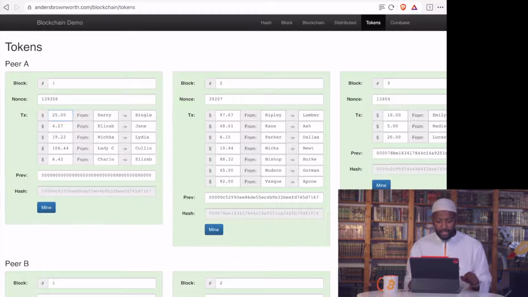Elizabeth gives Jane $4.2627, and so on and so forth. This is the data in that block of transactions. And that's all Bitcoin is. It's data in a block defining who gave what to who. That's it. So if I was to change the amount here, rather than £25, to £25 and 1p, everything in that block is now changed.